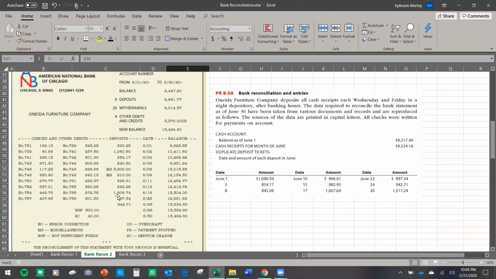882.95. That's correct here. Now we have 1606.74 and 1607.64. Okay, that is a mistake. So who did the error? Likely we did the error. So we have to correct that. We recorded more than we're supposed to, so we have to subtract the difference.